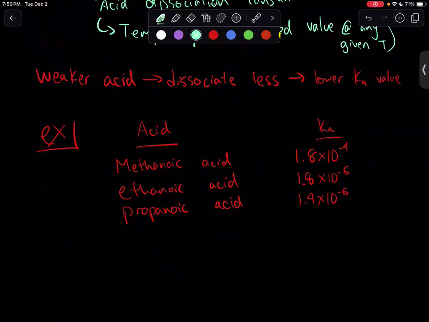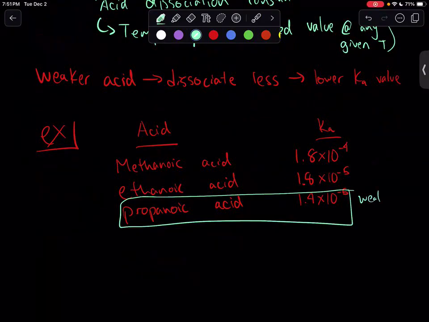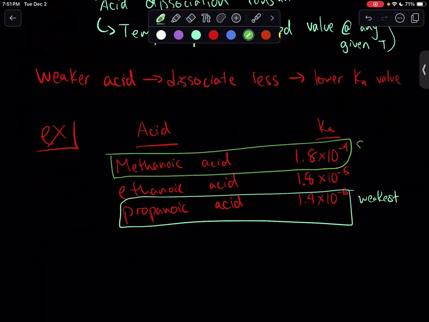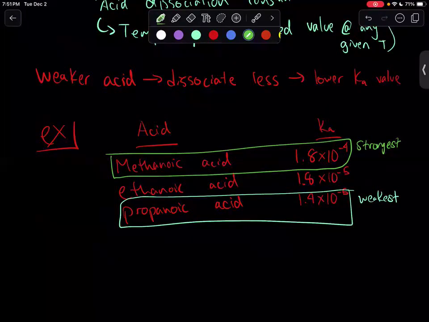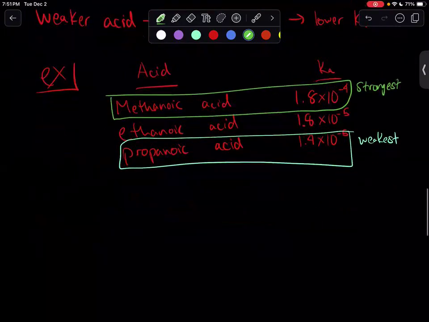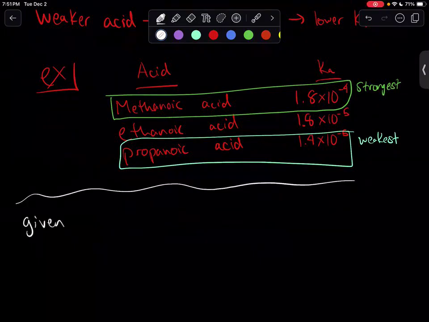Looking at these values, I can identify that propanoic is the weakest because it has the smallest value for Ka, its acid dissociation constant. Therefore, I can also find that methanoic is the strongest of the three. It is not a strong acid, just out of these three weak acids, it is stronger than the other two. We can now expand this example. So let's say given a generic weak base.